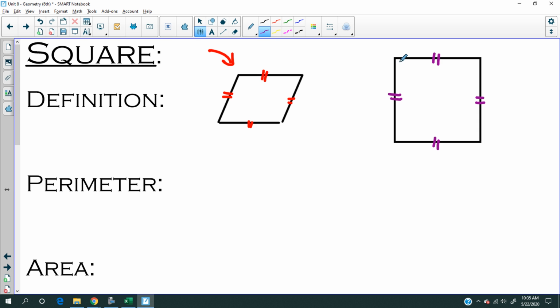It's the fact that there are right angles here. That's what makes a square a square. So first of all, 4 sides are equal, and then these sides all form right angles. That means all these angles are 90 degrees. That's what makes it a square.